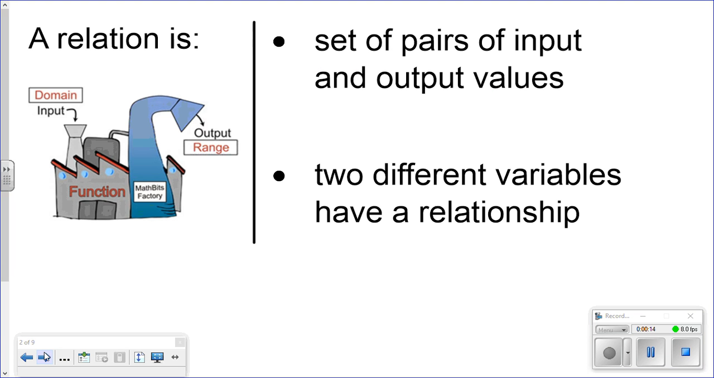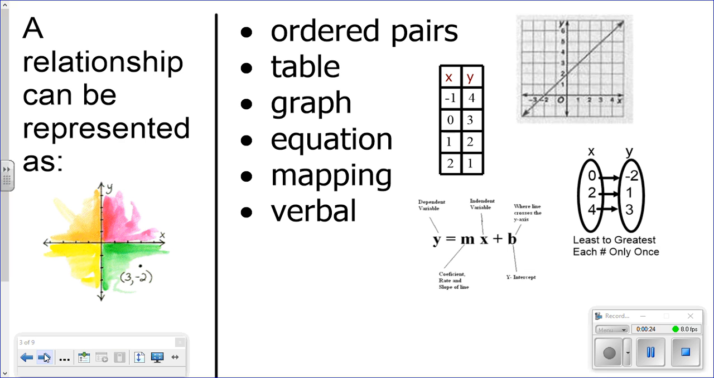So a relation means that there's a set of input and output values, and two different variables have a relationship. It can be represented as ordered pairs, as a table with x values and y values, as a graph, as an equation, as a mapping, and verbally. So for the mapping, remember we list all of the x's and all of the y's, in order, least to greatest, and only one time.